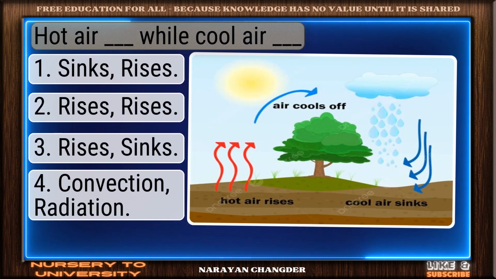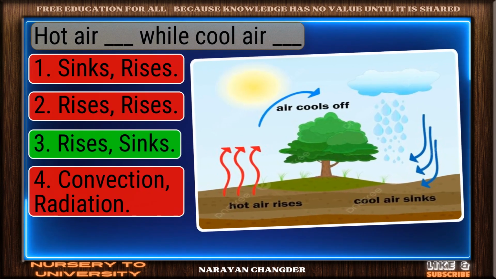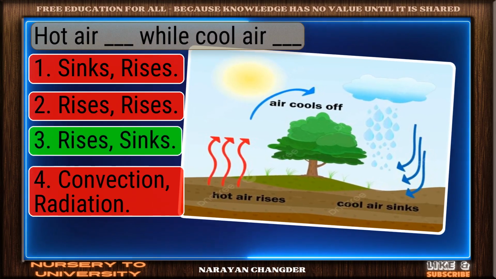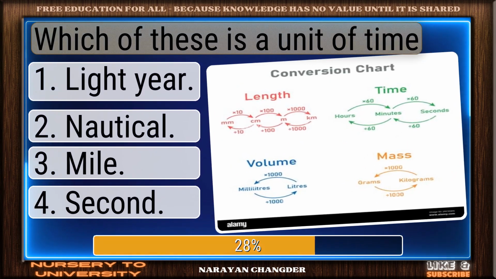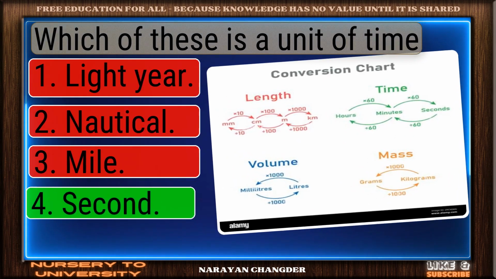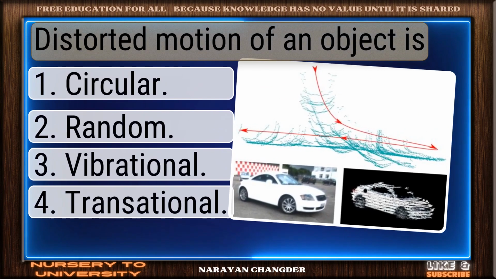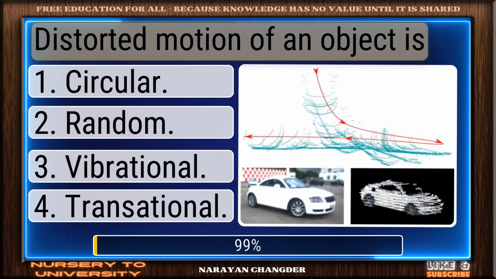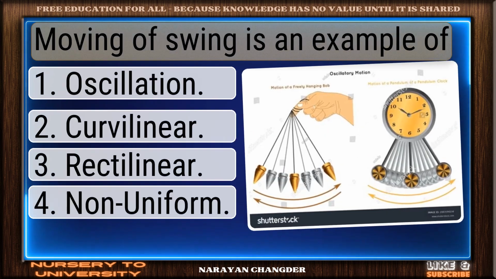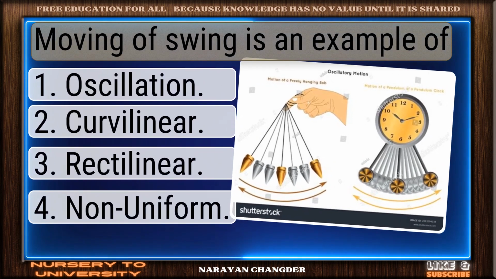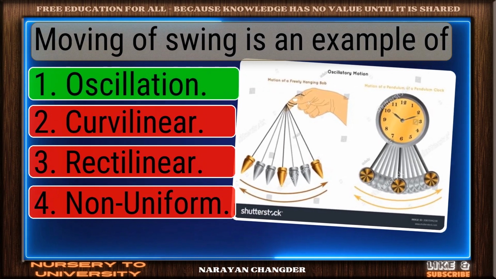Question number 190. Hot air dash, while cool air dash. On track. Rises, sinks is the correct answer. Question number 191. Which of these is a unit of time? Perfect. Second is the correct choice. Question number 192. Distorted motion of an object is. Nice selection. Random is the correct and valid answer. Question number 193. Moving of a swing is an example of. You got it. Your choice, oscillation, is right.